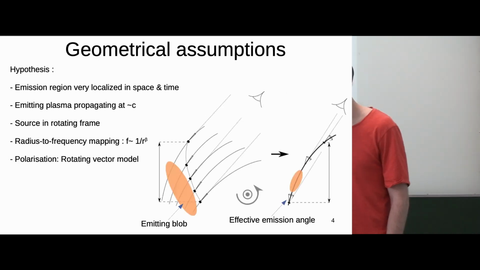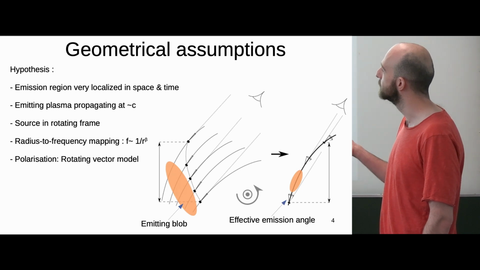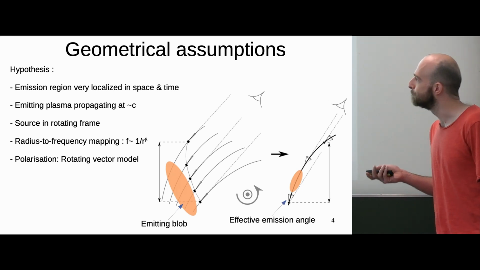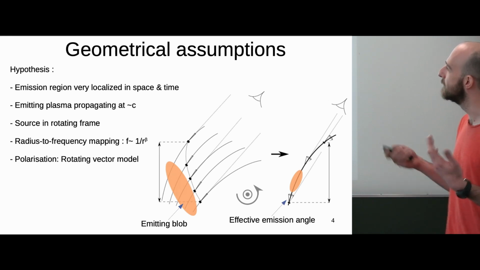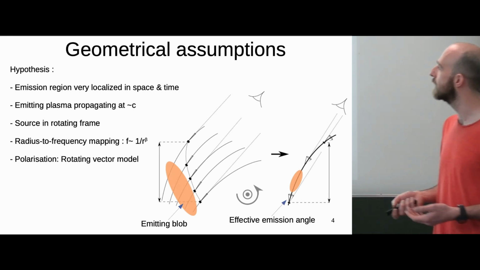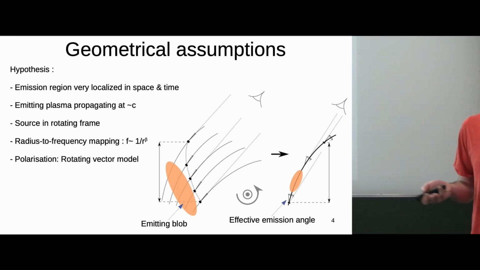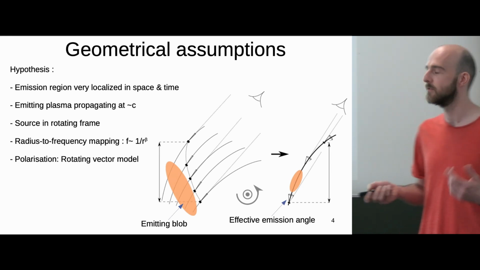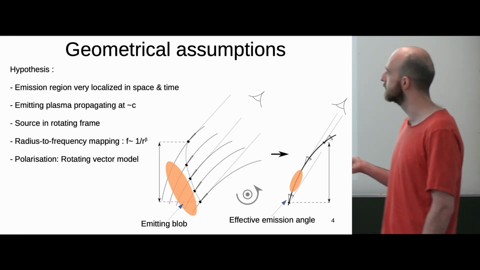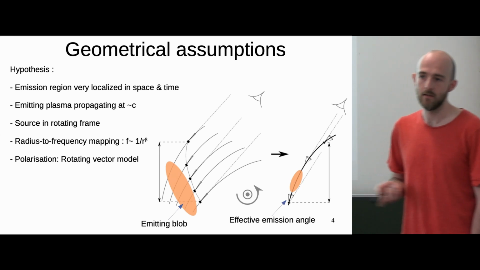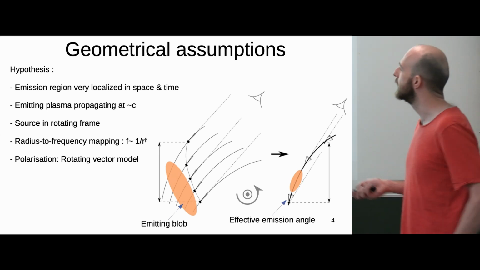Okay, so what about the model? It relies on a set of a few hypotheses. Mostly that the emission, the blob of matter responsible for the emission, is very localized in time and space. That's motivated by the idea that it's a very short emission and it's also narrowband for repeaters. So both of these translate into a very small emission region. The plasma is propagating relativistically, so then the emission is very beamed.